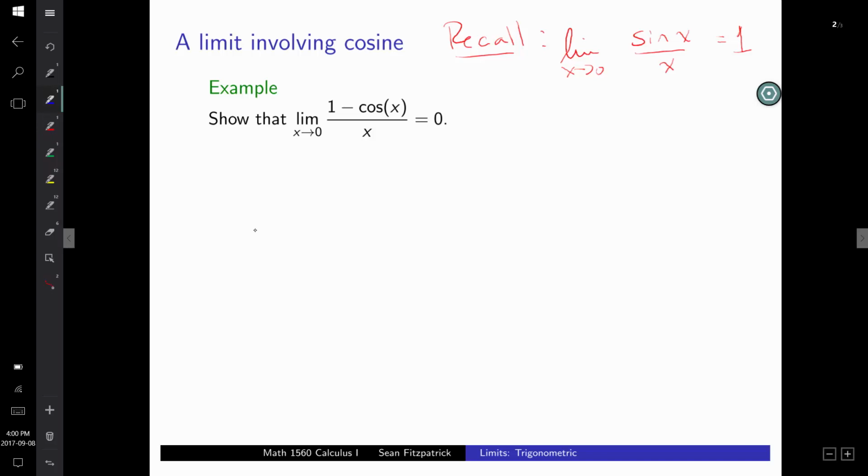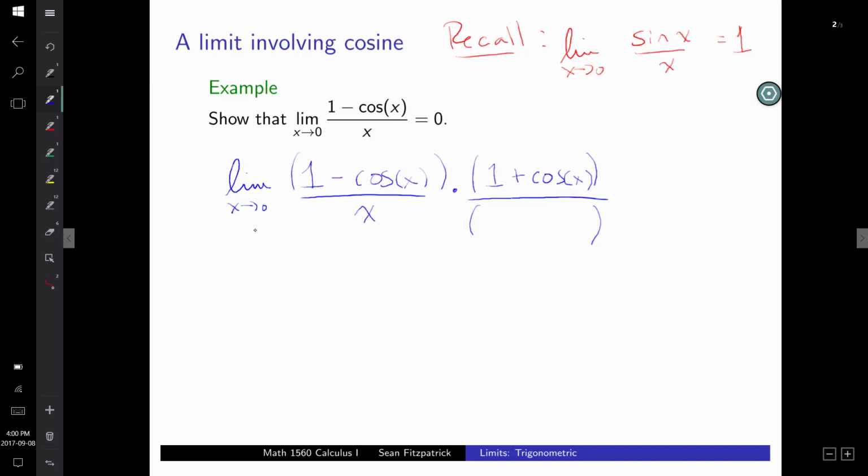How do I deal with this limit? Well, one thing I can do is make use of some common identities that I'm familiar with. So there's going to be a bit of playing around here. What I'm going to do is take my original function, 1 minus cos x over x, and now it's going to seem like it comes out of the blue, but it's not really coming totally out of the blue. This is the sort of thing that comes with a bit of practice and experience.